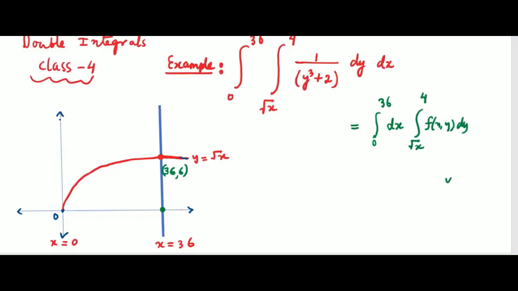So y is square root of x to y = 4. These are the y limits. The x limits are 0 to 36. So y goes from square root of x to y = 4.